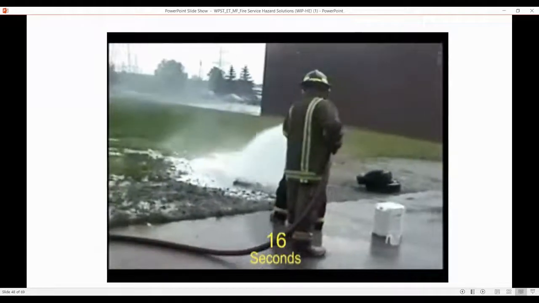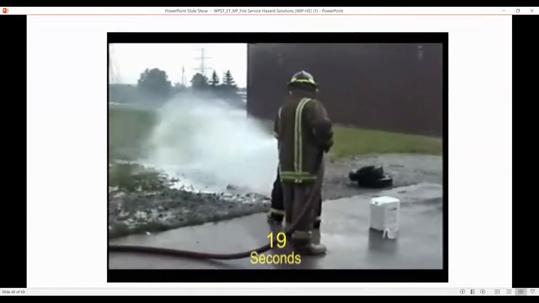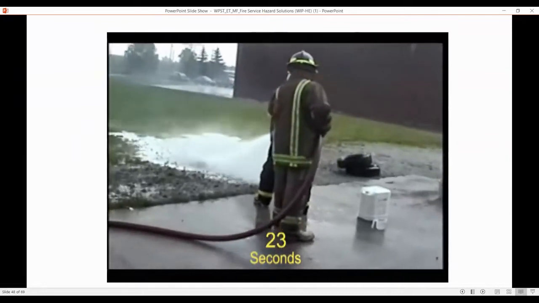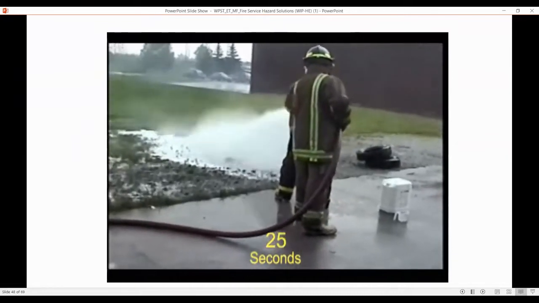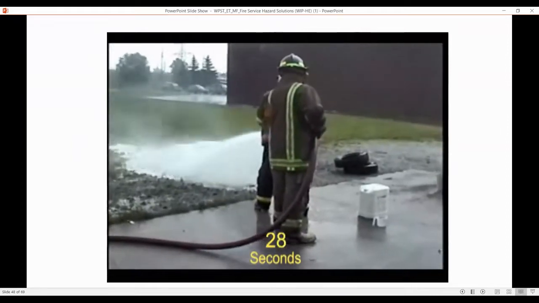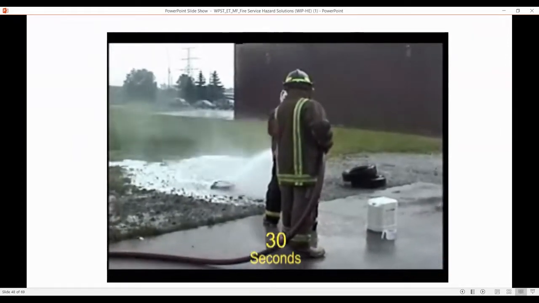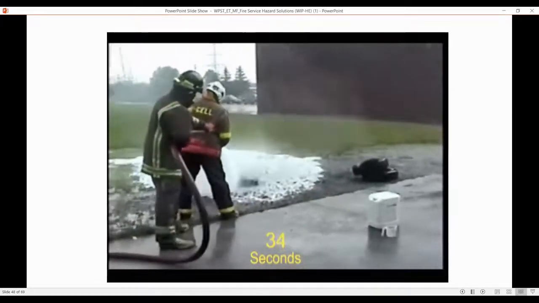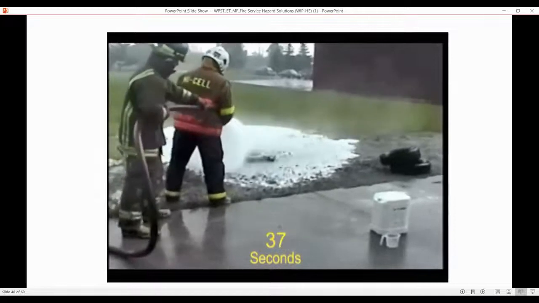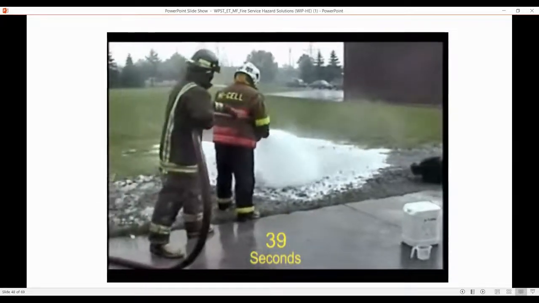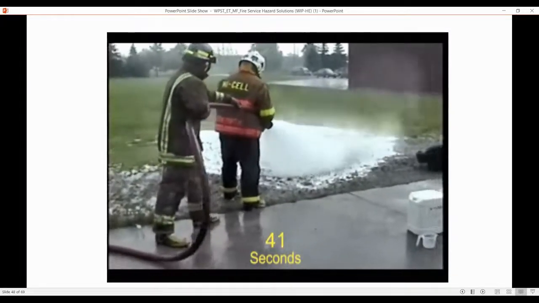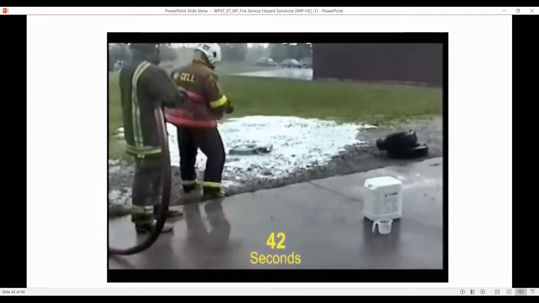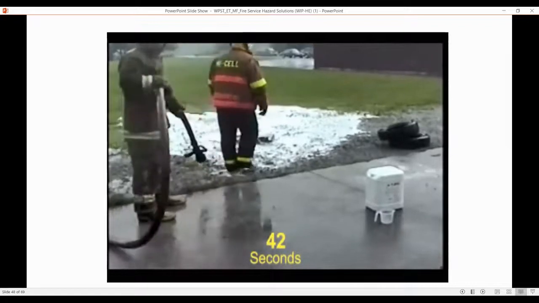Once you see that bright white start to go to more of an orangish glow, you'll see he's able to tighten the stream up, do a little more of a direct attack onto the magnesium, finish cooling it the rest of the way, put that fire out to the point that he'll be able to pick that mower deck up with his bare hand. That metal will be that cool that quickly. So now we're 42 seconds from when he started applications.